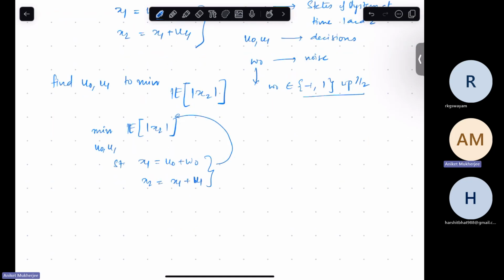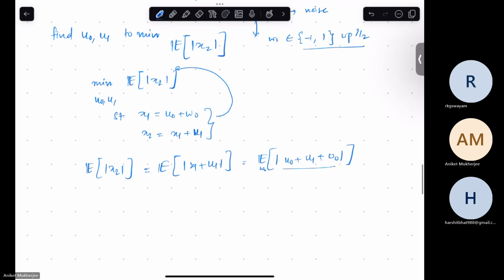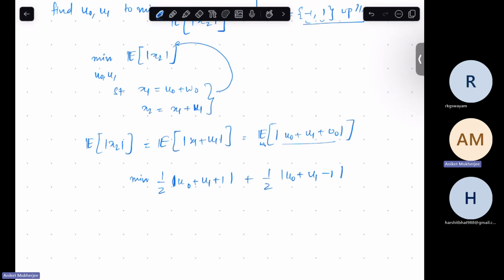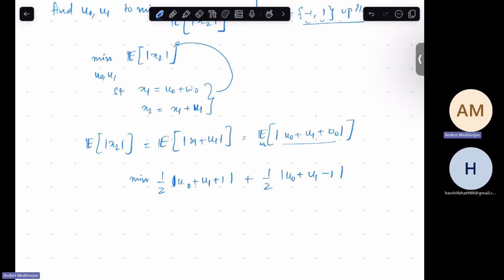So we'll substitute this dynamics in here and see what the objective function is. This is expectation of mod x1 plus u1, which is equal to expectation of mod u0 plus u1 plus w0. Since the only randomness in all of this is in w0, this expectation is over w0. And w0 takes discrete values, so you can expand this expectation as: minimize, with probability half w0 takes 1, so you have mod u0 plus u1 plus 1, plus half mod u0 plus u1 minus 1. Now you don't need to write the dynamics because you have incorporated all the dynamics in your objective function. It's a function in u0 and u1, which is what you want to find out, right?